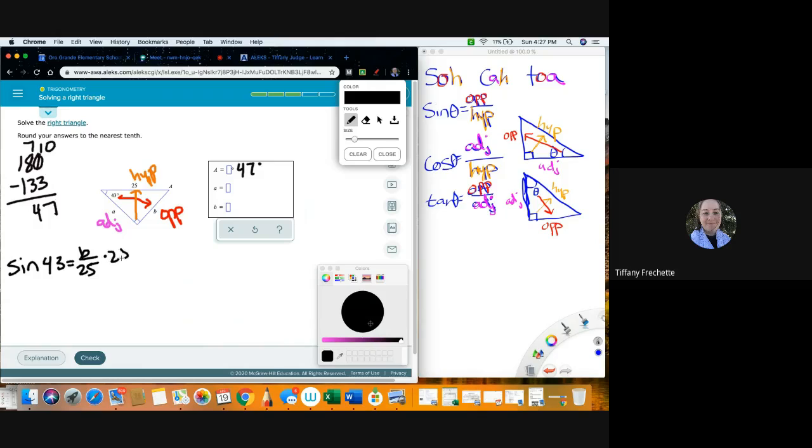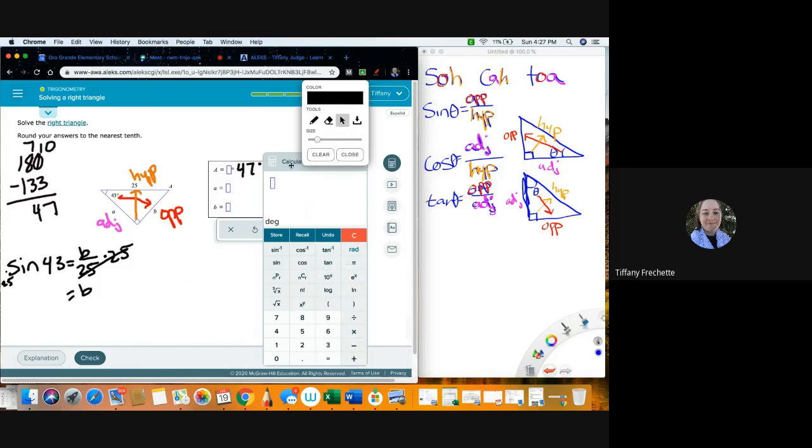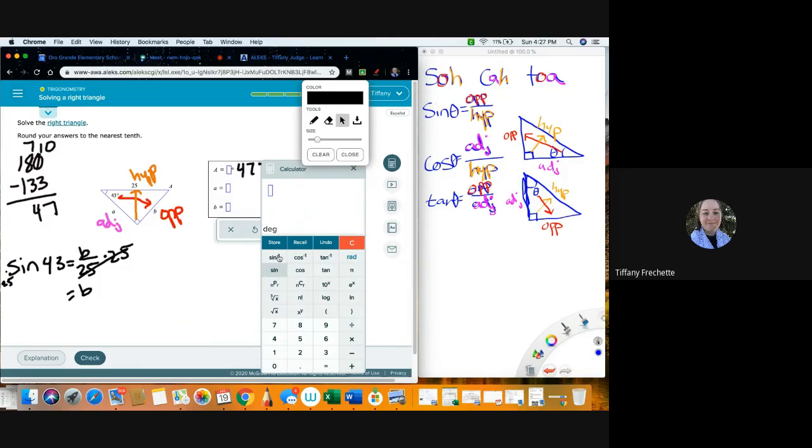B's on top, so I'm just going to multiply both sides by 25. The 25's cancel, so all I have to do is put this into my calculator here. So we end up with 25 times sine of 43 equals. So remember, we're rounding to a tenth. So I'm going to highlight up to a tenth here. The next number right after tenth is 4. 4 is 4 or smaller. So it just rounds to 17.